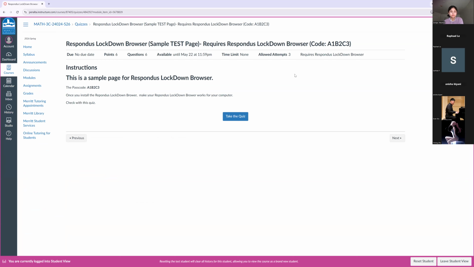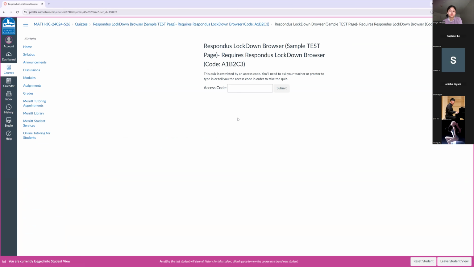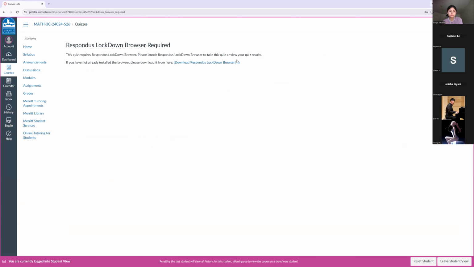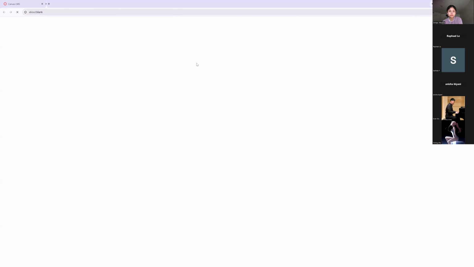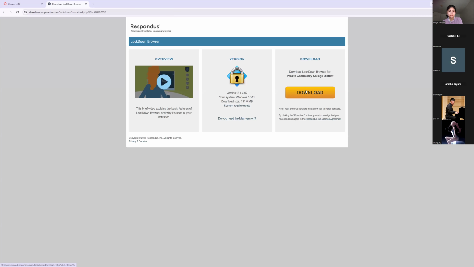I really want to make sure you know how to install the lockdown browser. So take the quiz. Okay. The passcode is A1B2C2. So type it. You can do it right now with me. Submit it. Okay. And then on the next page, you can see download Respondus lockdown browser. Click, download it, and install it on your computer.